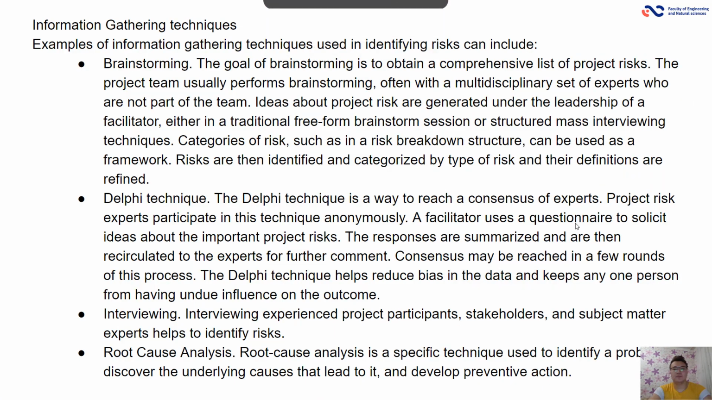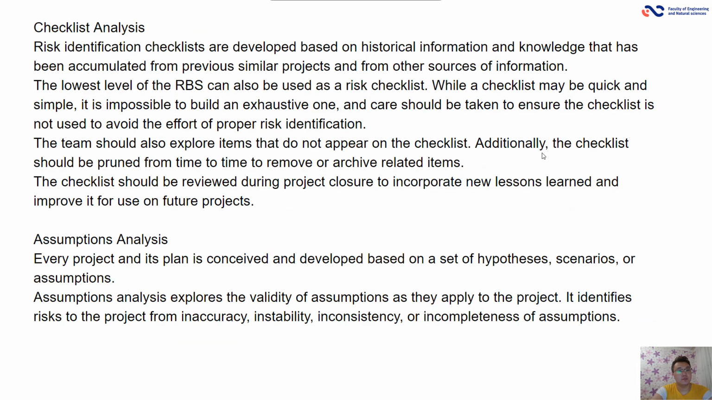So, information gathering techniques. Examples of information gathering techniques used in identifying risk can include brainstorming, Delphi technique, interviewing, root cause analysis, checklist analysis. Risk identification checklists are developed based on the historical information and knowledge that has been accumulated from previous similar projects and from other sources of information.